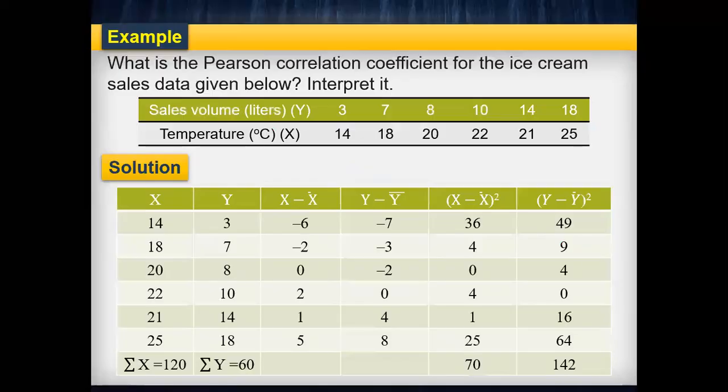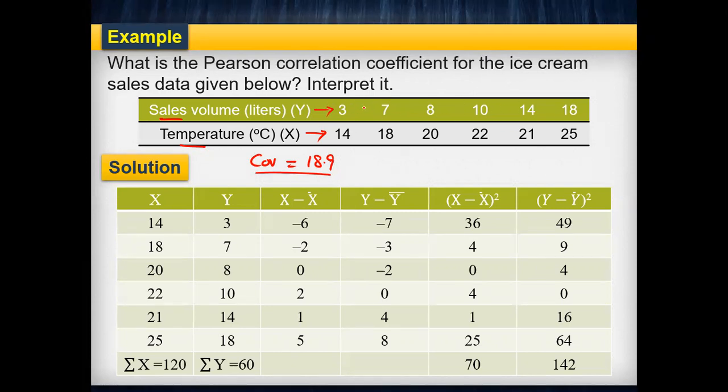Now we will calculate the Pearson's correlation coefficient with the same example as we solved, the sales of ice cream and the temperature. Because we already calculated the covariance, which was 18.9, I think, we just need to calculate the standard deviation of y and standard deviation of x. I told you earlier that you must use your calculator to calculate the standard deviation of the data.